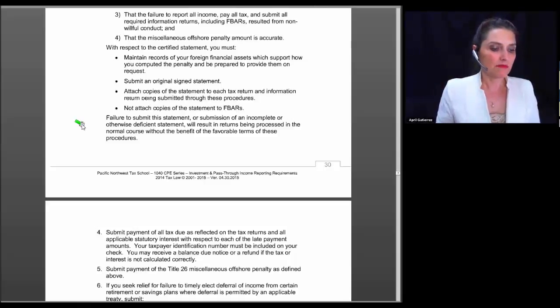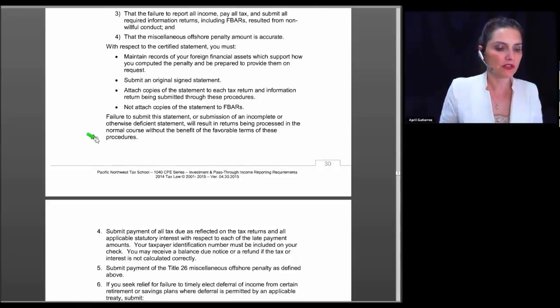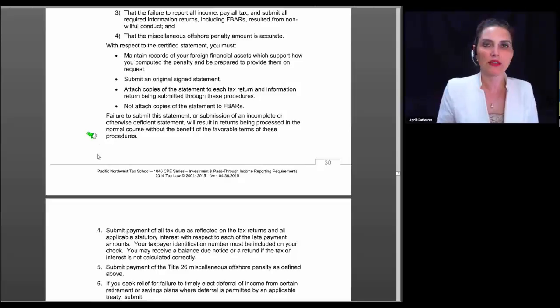Failure to submit the statement, or submission of an incomplete or otherwise deficient statement, will result in the returns being processed in the normal course without the benefit of the favorable terms of these procedures.